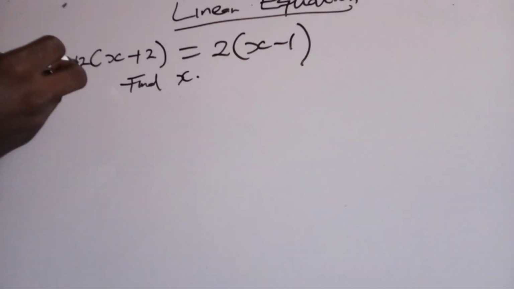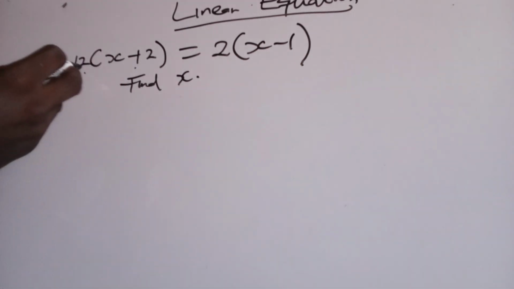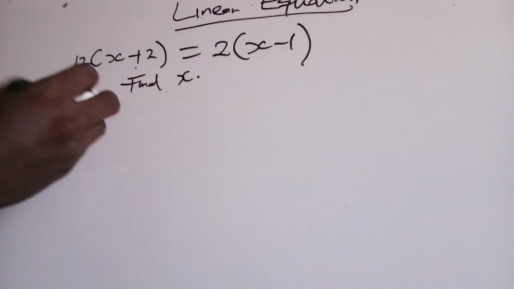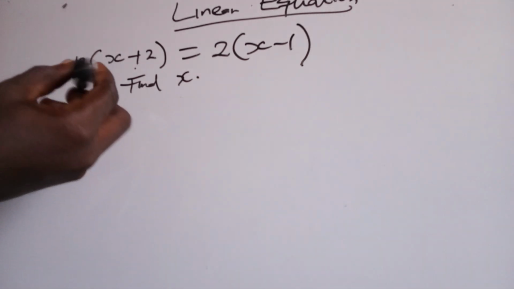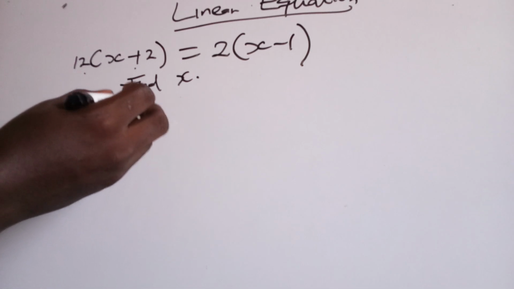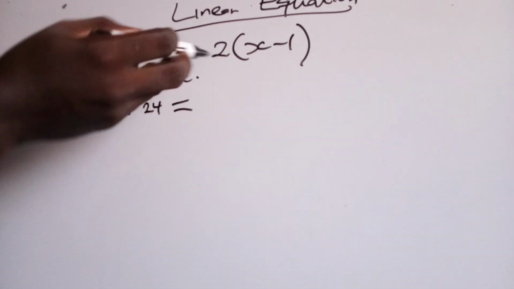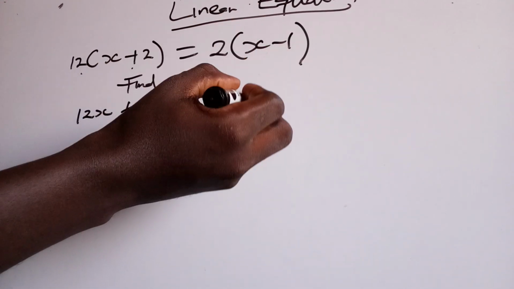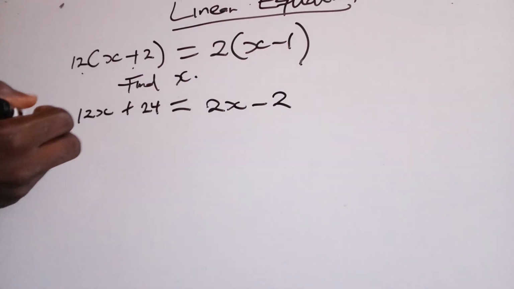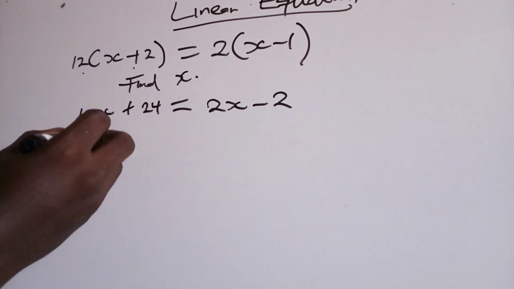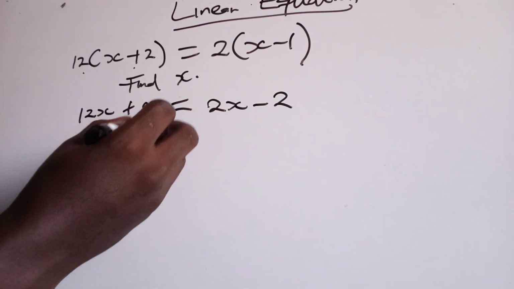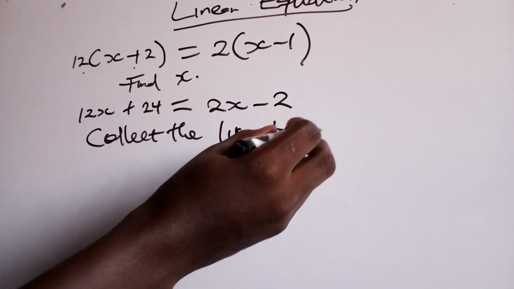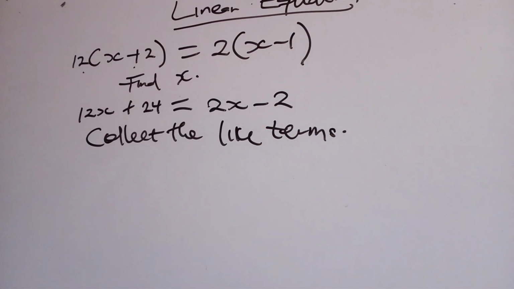Here we open the bracket. 12 multiplied by x, we have 12x. 12 multiplied by 2, we have 24, equals 2 multiplied by x, we have 2x. 2 multiplied by minus 1, we have minus 2. So we collect the like terms.